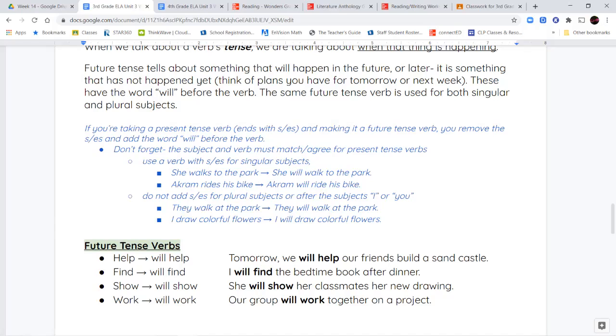Now we don't add an S or ES for plural subjects after I or you. Remember, we treat those the same way as we treat plural subjects, and I or you, we treat those all the same. So they walk at the park, they will walk at the park. Notice how there was no S on it before when we're talking about present tense. There's still no S on it when we're talking about future tense. The only difference is we added the word will.